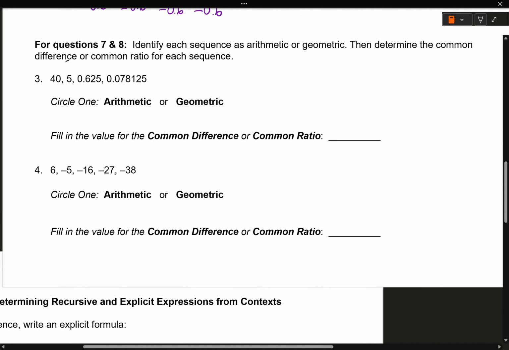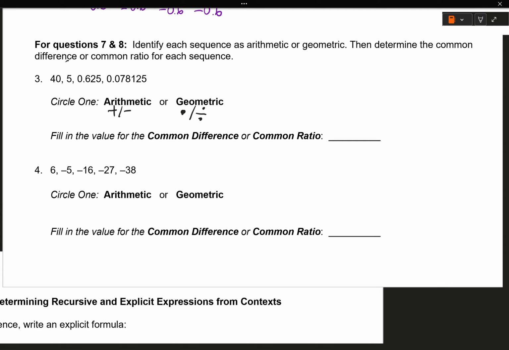For numbers 3 and 4, what we're going to do is decide whether or not these sequences are arithmetic or geometric, and then determine their common difference or common ratio. Like we mentioned in the previous one, common difference is the pattern for the arithmetic sequences, which are sequences that go through adding, subtracting. So that means common ratio is what we call the pattern for geometric sequences, when we multiply or divide.